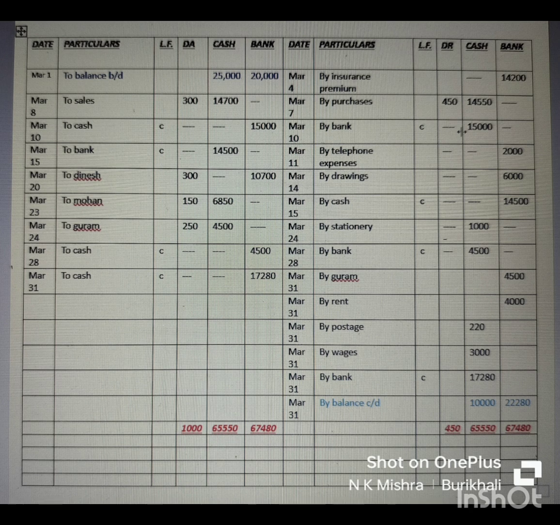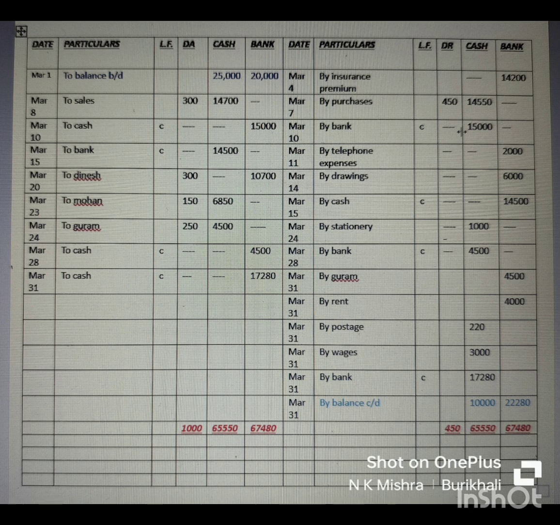Along with that, I have drawn DA and DR columns, where DA is discount allowed and DR is discount received, because it is a triple column cash book. In this sum, 2024 March 1, entry number 1 is cash balance and bank balance. Cash balance and bank balance we have to show on the debit side with the name To Balance b/d. I have shown it in the sum as 25,000 and 24,000 To Balance b/d.